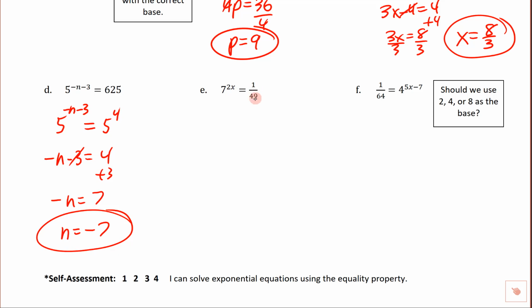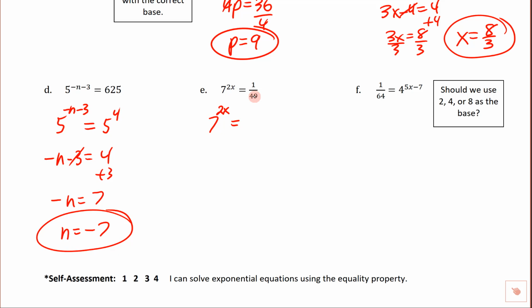Okay, this one's kind of interesting. We've got a 49 in the denominator. We're probably not going to use 1/49th as a base. Probably not going to use 49 as a base. We probably ought to use 7 as a base. And here's where we've got to put our thinking cap on and use all the different skills that we know about exponents.